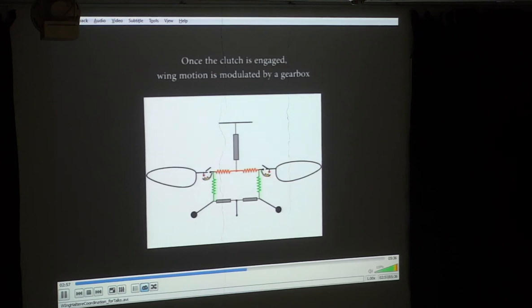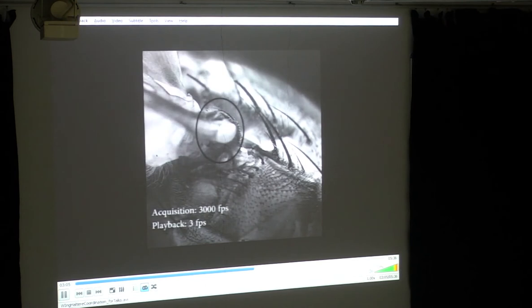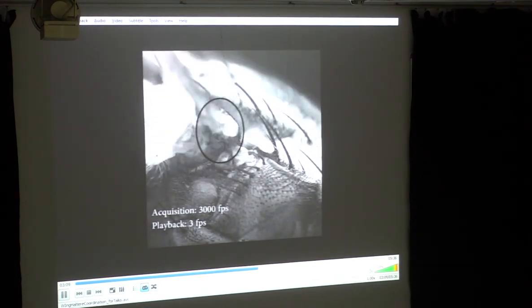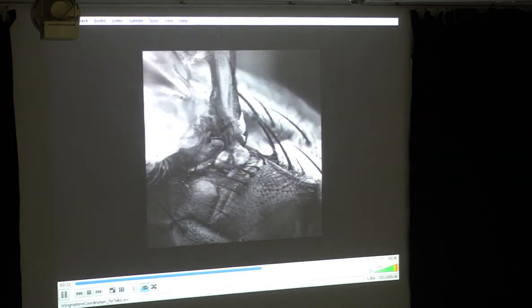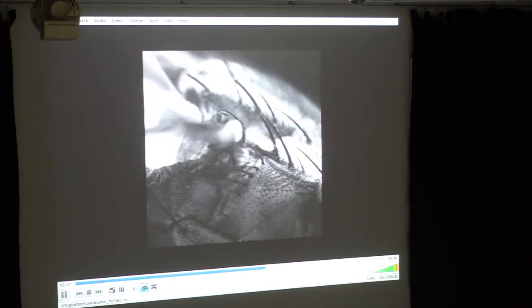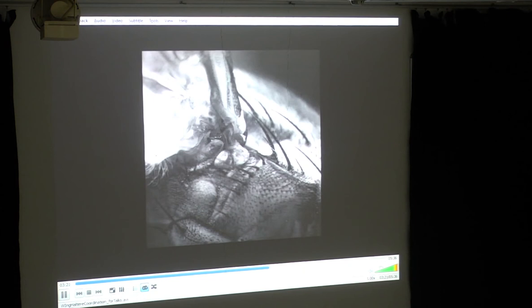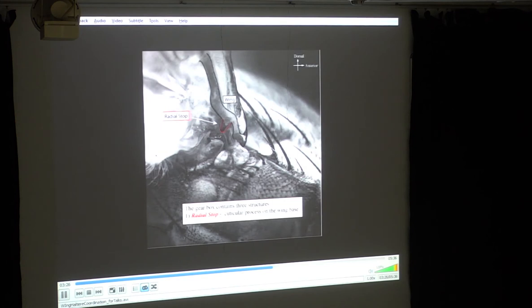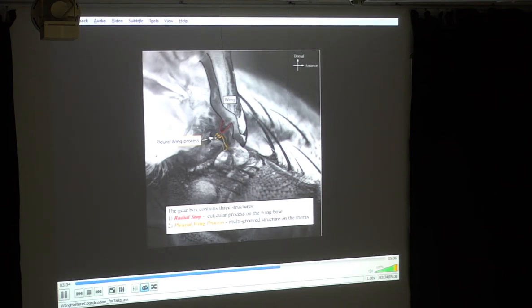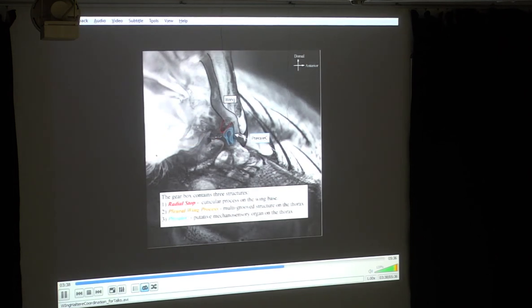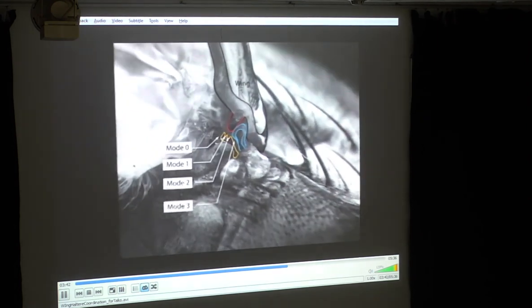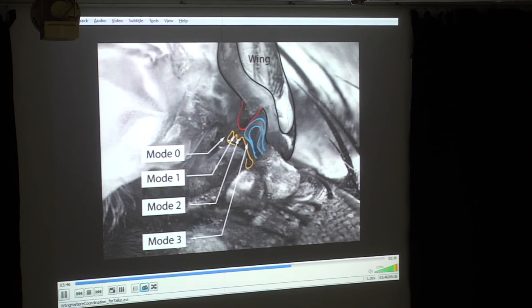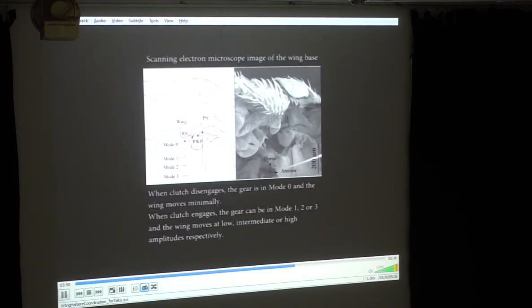Apart from the clutch, the base of the wing contains a gearbox. Once the wing is engaged, the gearbox controls the amplitude of each wing. If we zoom into the base of the fly wing during active flapping, we can see the wing edge. It consists of a radial stop shown in red, a pleural wing process shown in yellow, and terale C, a putative mechanosensor and damper shown in blue. The radial stop contacts the pleural wing process in four different modes, mode 0, 1, 2 and 3 as shown here. In this scanning electron microscope image, we see how the radial stop connects with the pleural wing process in four different ways from mode 0 to mode 3.